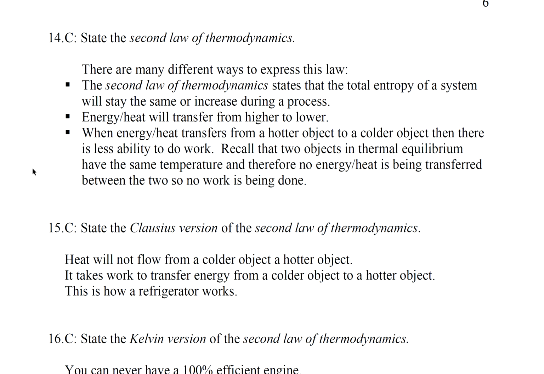Question 14, state the second law of thermodynamics. So there are many different ways to express this law. The second law of thermodynamics states that the total entropy of a system will stay the same or increase during a process. Energy or heat will transfer from higher to lower. And when energy or heat transfers from a hotter object to a colder object, then there is less ability to do work.